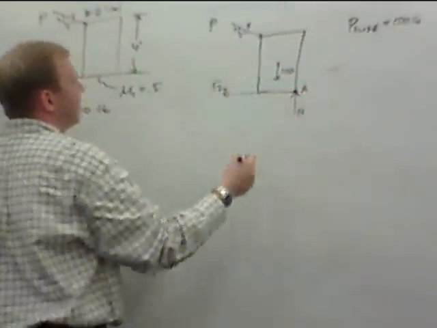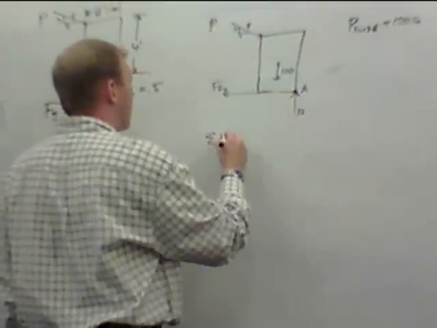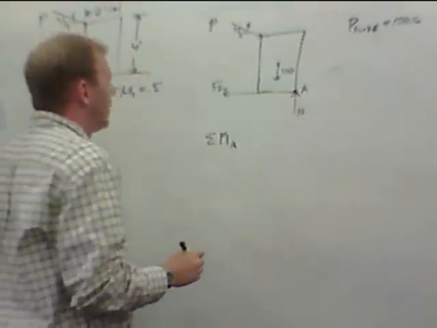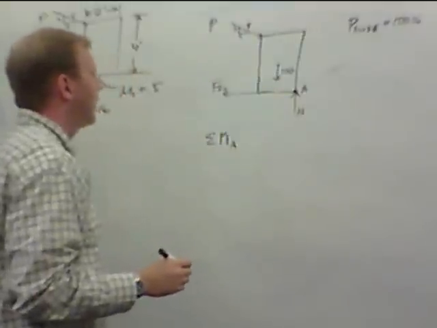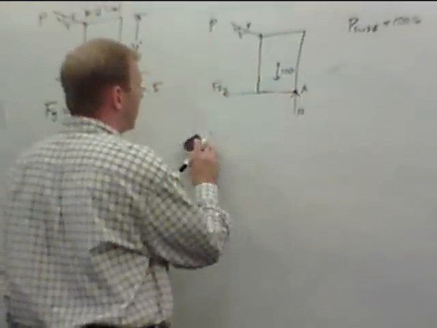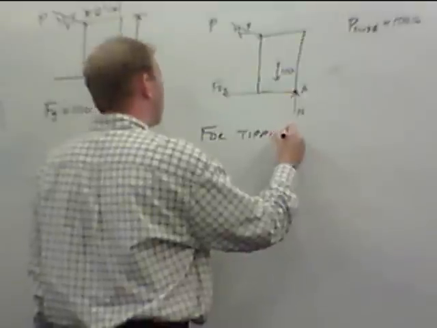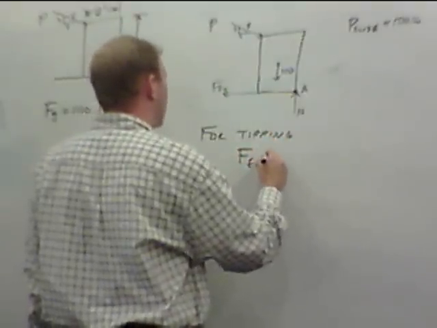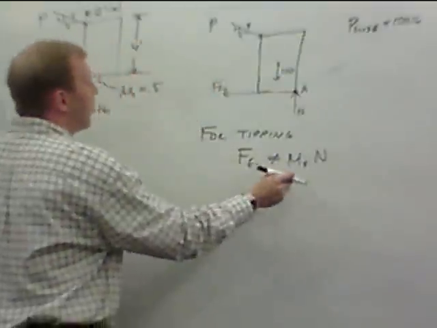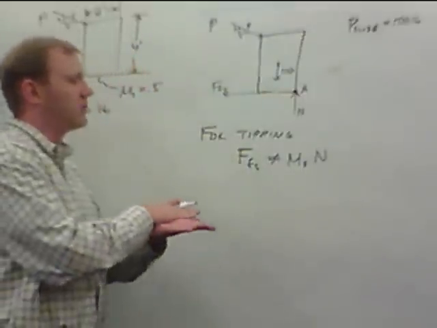We still know all these other forces. I'm going to take the summation of moment about A. I could go through here and find some of these other things, but this is actually really important: for tipping, the force of friction does not equal μ_s N. Important, important, important. The idea here is we're not at impending motion sliding.